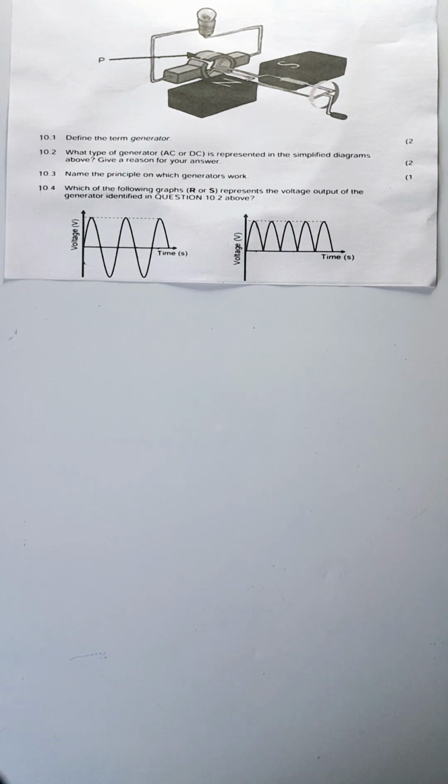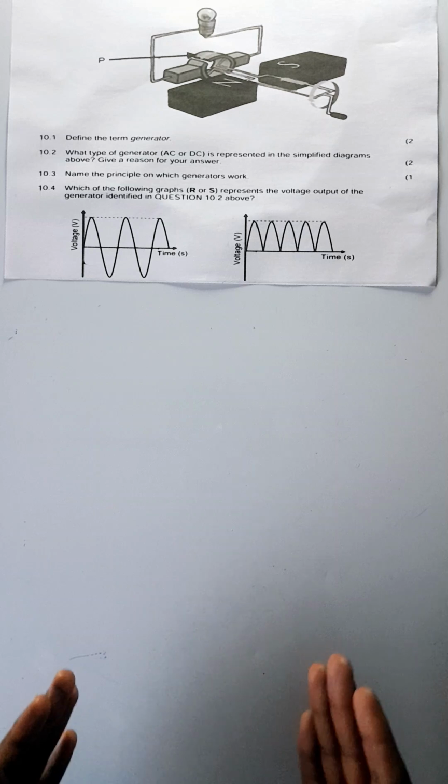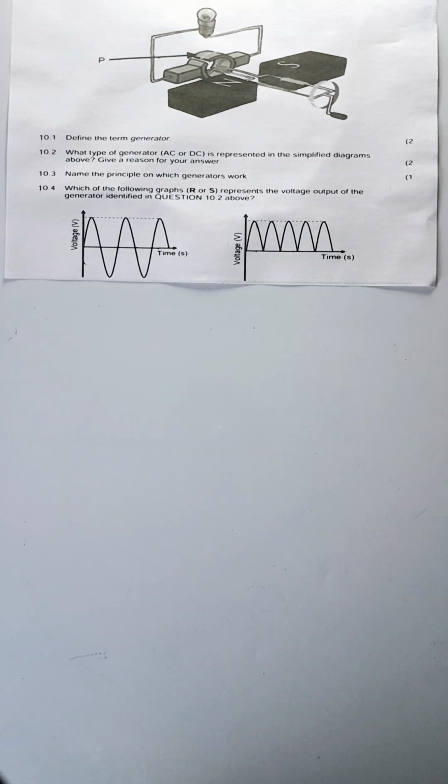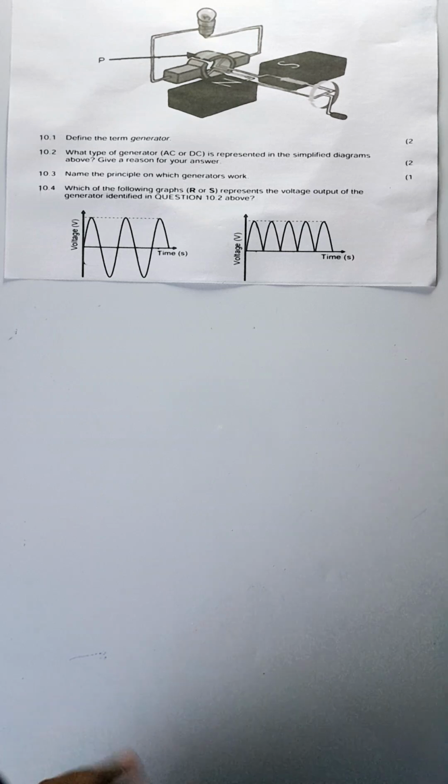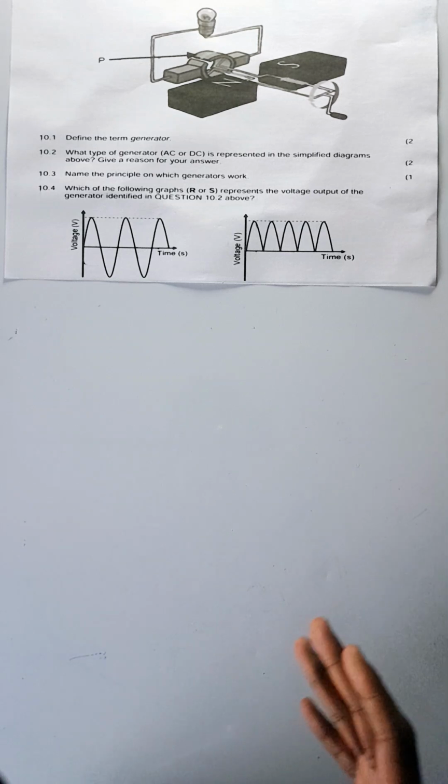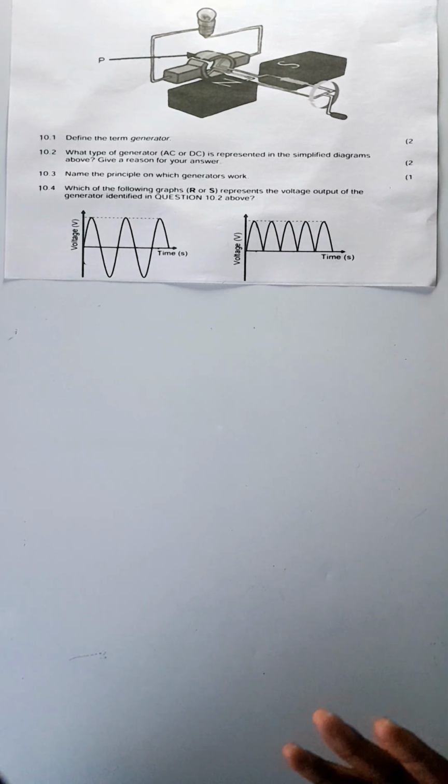As we know, a generator converts mechanical energy to electrical energy. You can see that there's a coil that is being turned, meaning movement energy, motion energy is being used to produce electrical energy. So this will be a generator.